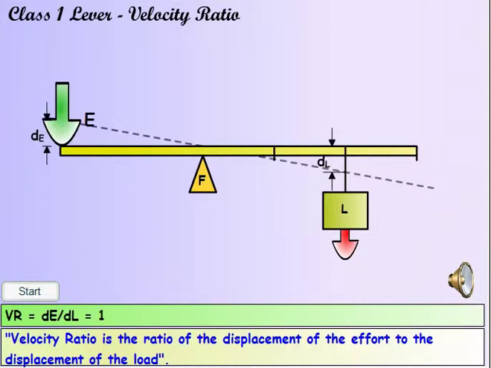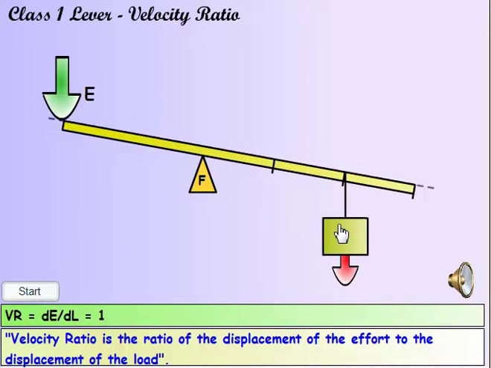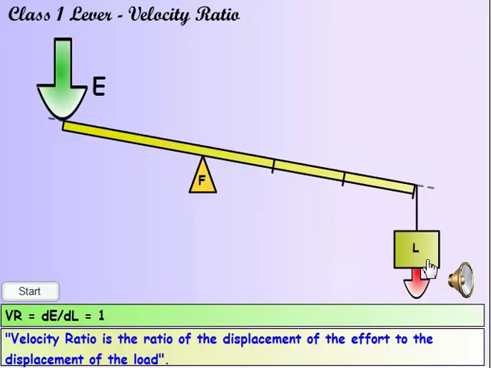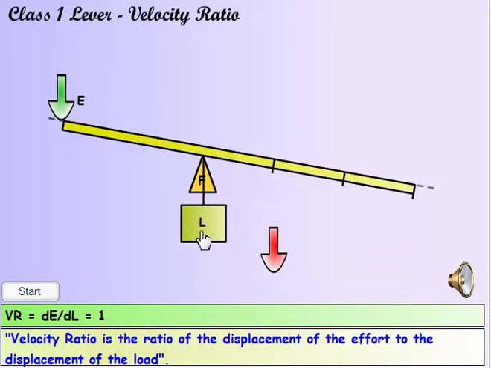The velocity ratio is the ratio of the displacement of the effort to the displacement of the load. By dragging the load to different positions and clicking on Start, you can check the different velocity ratios. When the load is close to the fulcrum, the velocity ratio is high, and as the load is moved further away from the fulcrum, the velocity ratio is low.